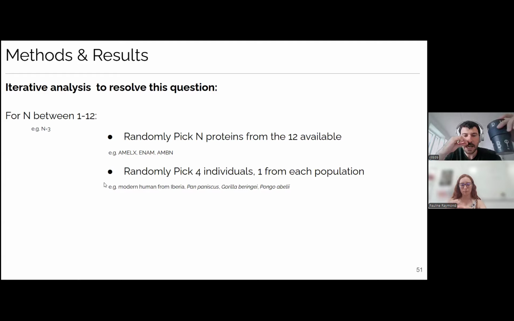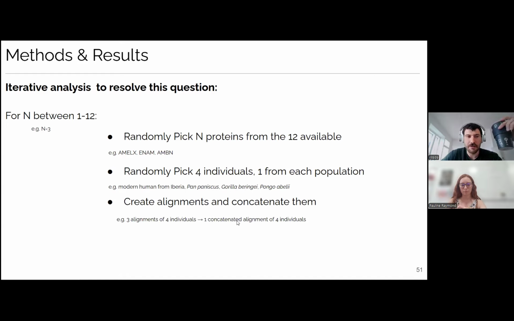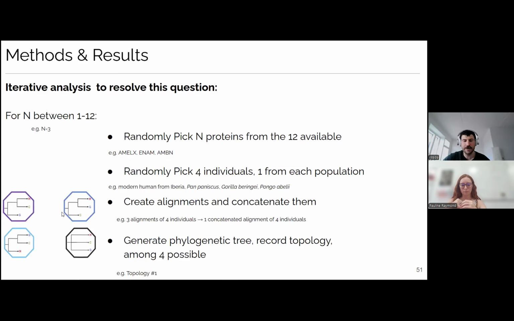And then we create an alignment for each of these 3 proteins, so 3 alignments, and then join these 3 alignments into what is called the concatenated alignment of 4 individuals and 3 proteins. And then finally, we generate a phylogenetic tree and record its topology among these 4. Again, the 4 topologies we saw for humans, chimpanzees, and gorillas. And let's say we record topology number 1.